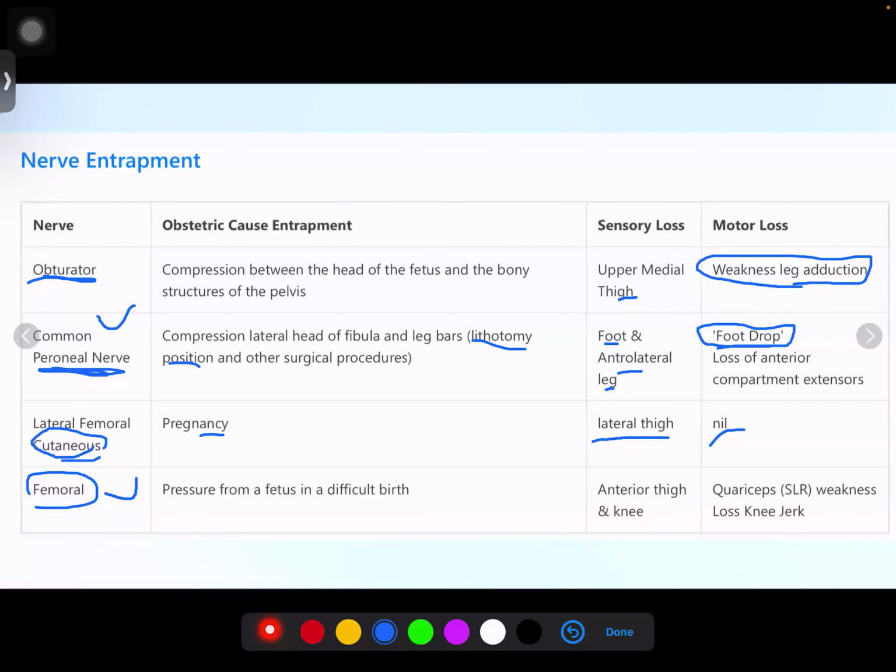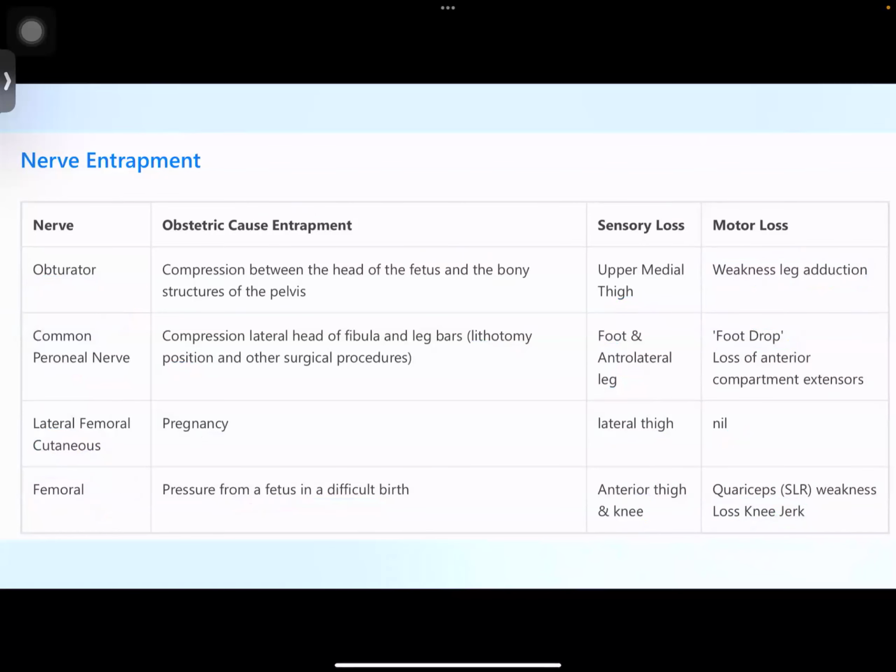So femoral nerve is compressed by the fetus in a difficult birth, and anterior thigh and knee have sensory loss, with quadriceps weakness and lost knee jerk. Basically, this point is important, that if the knee jerk is lost, then it means that the femoral nerve is compressed. So foot drop and loss of knee jerk, these two are very important nerve compressions.